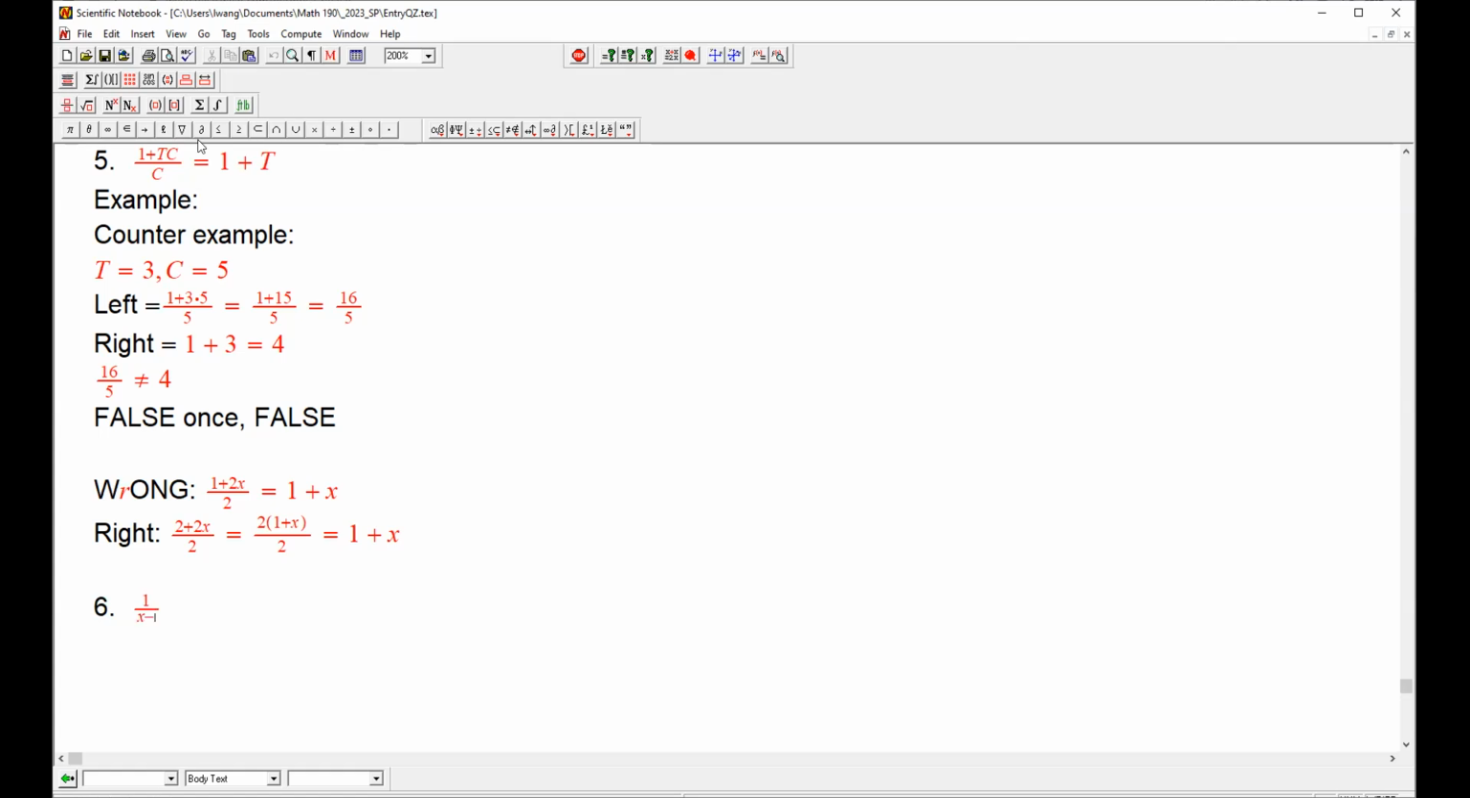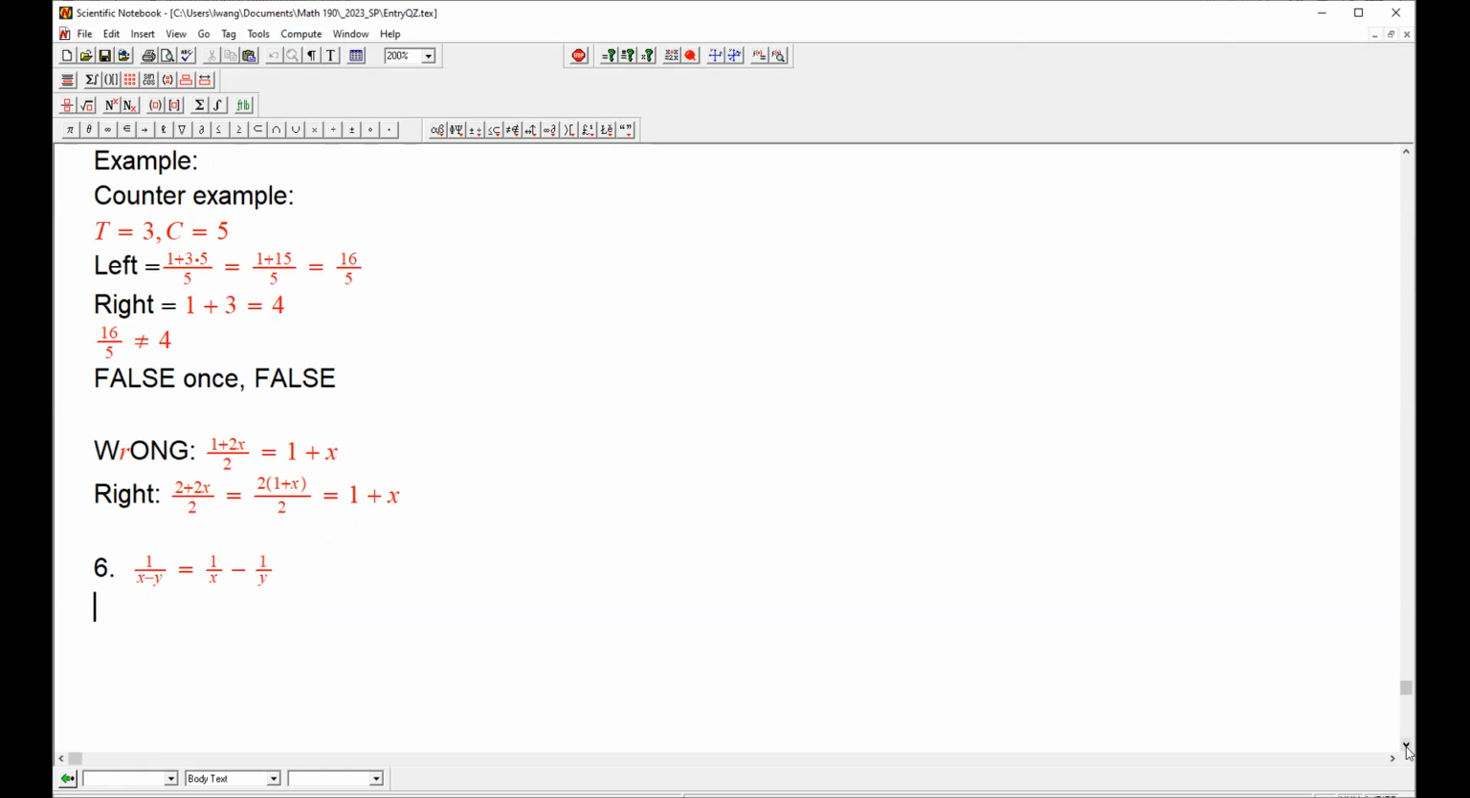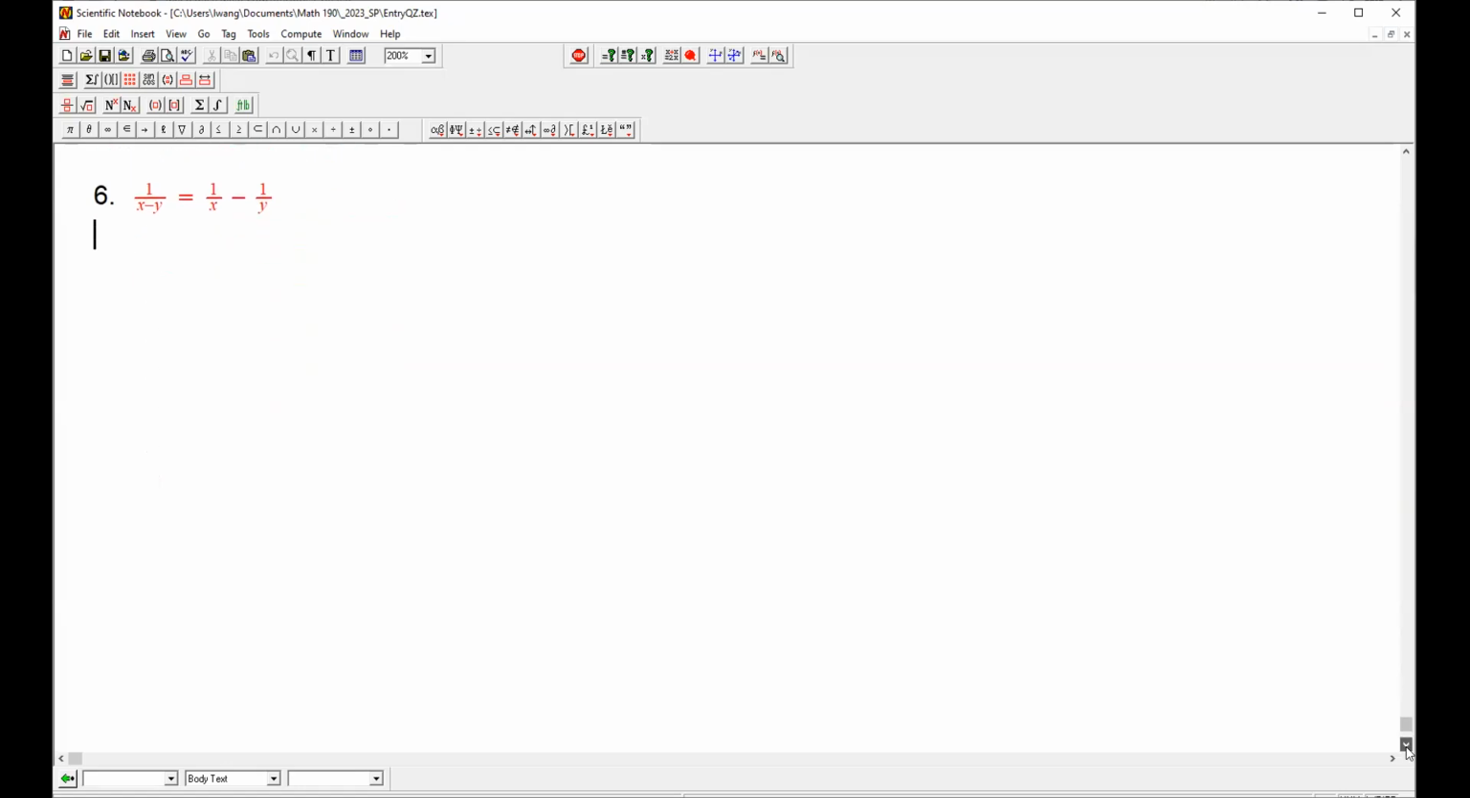Okay, number six. 1 over x minus y equals 1 over x minus 1 over y. It looks very intuitive, but it's a terrible mistake. And we know that it is false. Don't get there. Counterexample.